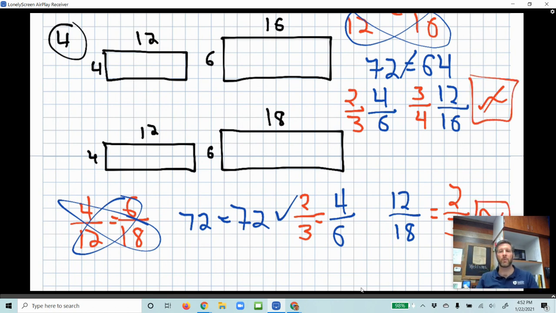You don't have to do it both ways. You can decide either one. You either write the proportion and do your cross multiplication, or you can just write them as fractions and reduce them and see if you get the same similarity ratio.